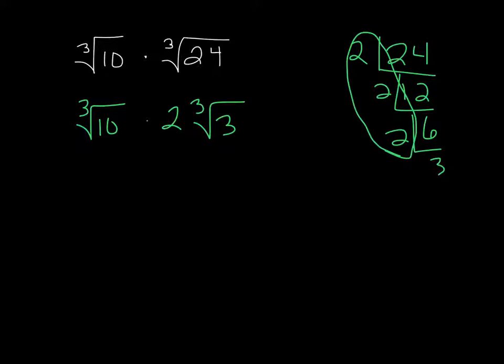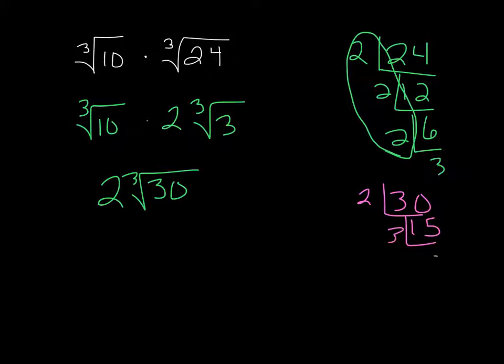In this case the index is the same. They're both cubes. So 10 times 3 is 30. So that would be 2 times the cubed root of 30. And then 30 can't be simplified at all because it is 2 times 15 and then 3 times 5, so it is the product of 3 different prime numbers. So that's my final answer.